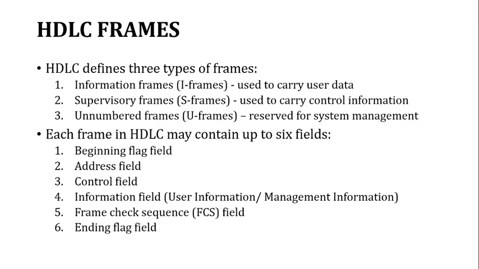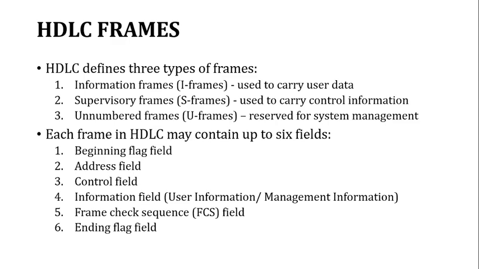Next we are going to see about its frames. HDLC defines three frames: I frame, S frame, and U frame. I frame, information frame, is used to carry user data. S frame, supervisory frame, is used to carry control information. And the third one, unnumbered frames, is reserved for system management.